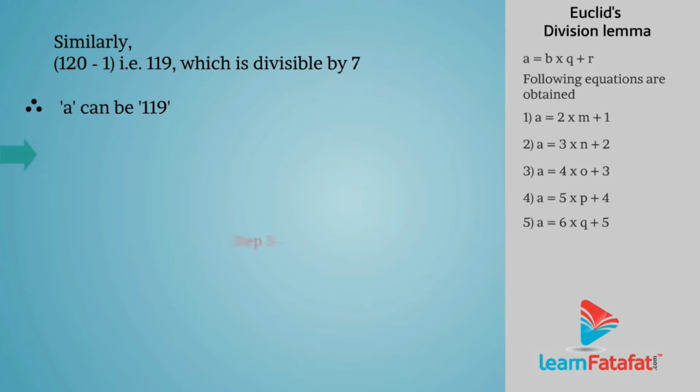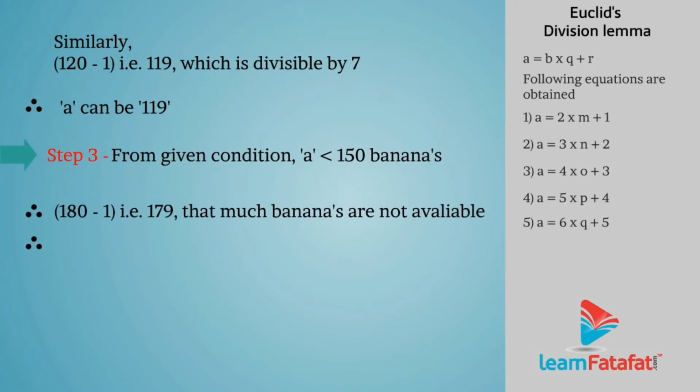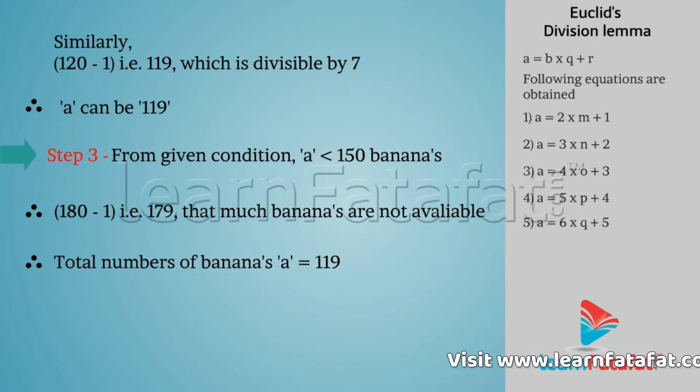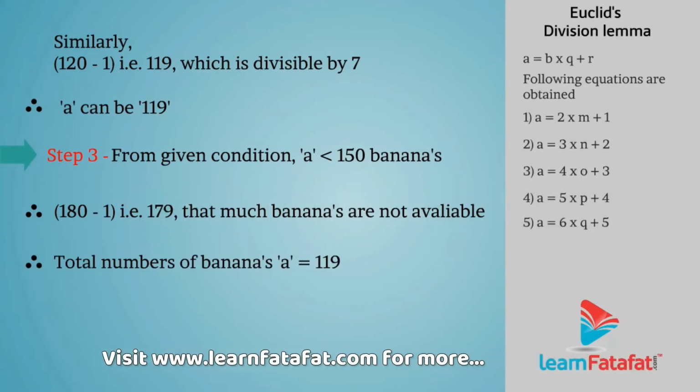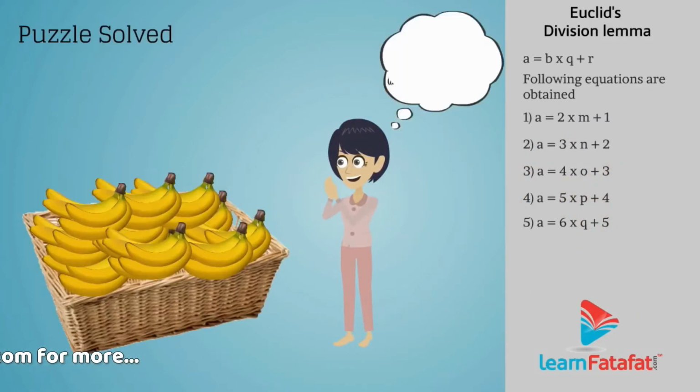Step 3. From the given condition, A is less than 150 bananas. Therefore, 180 minus 1 is 179. So, that many bananas are not available. Therefore, the total number of bananas will be 119. Puzzle solved. The basket has 119 bananas.